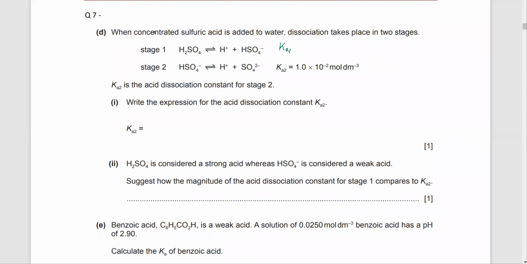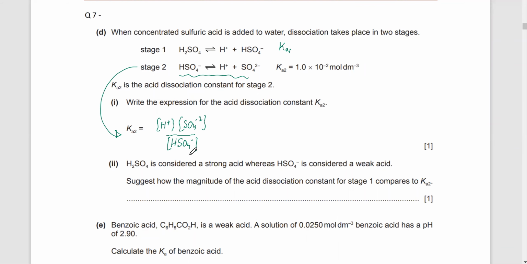This one, into SO4 minus 2 concentration and divided by the acid concentration, which in this case would be HSO4 minus 1. Okay, so that's stage 2.